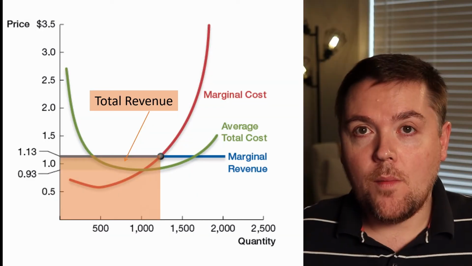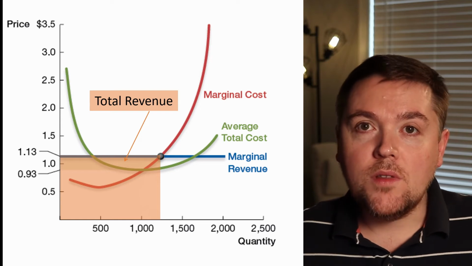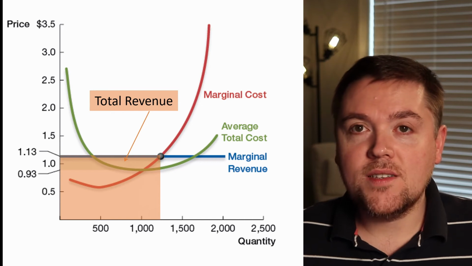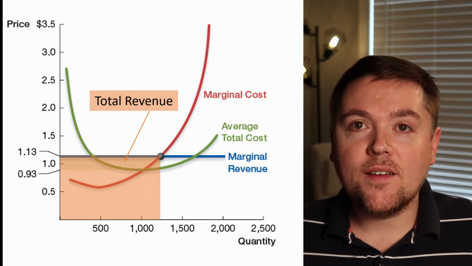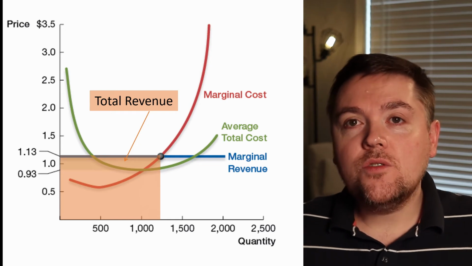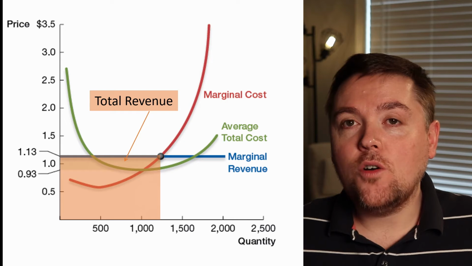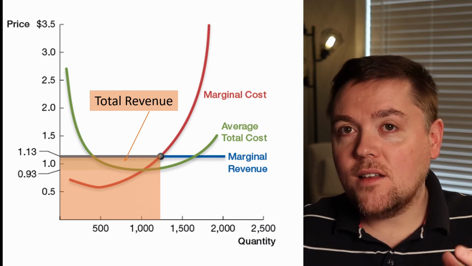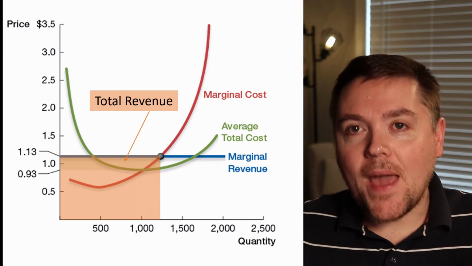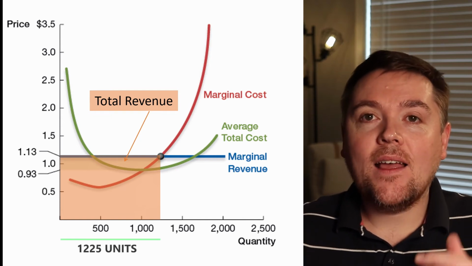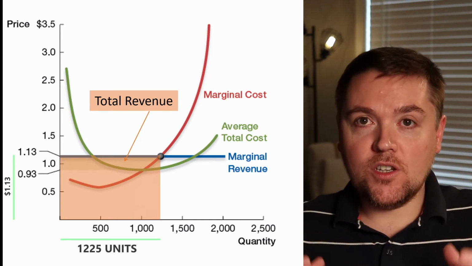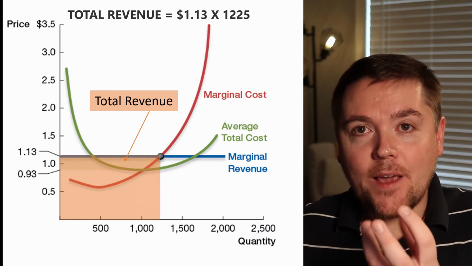On the graph of this problem, we've got marginal revenue as the blue line across, the marginal cost curve as the red line that goes through the center of the graph and is increasing for every level of output, and the green line is the average total cost. What you can do is represent profit as the difference between total revenue and total cost. On the graph on screen, you can see that the total revenue of the firm is the shaded area that has a base of 1,225 units and a height of $1.13. That's a rectangle that has an area equal to the total revenue of the firm, $1.13 times 1225.